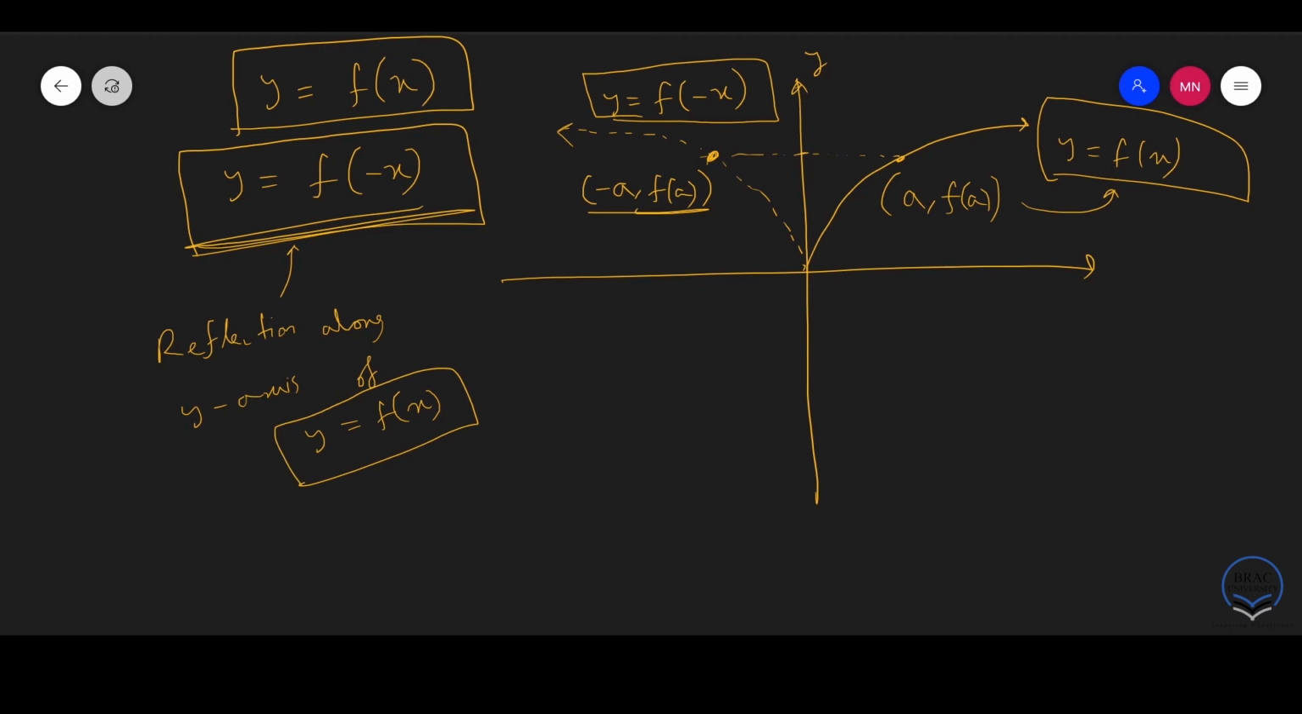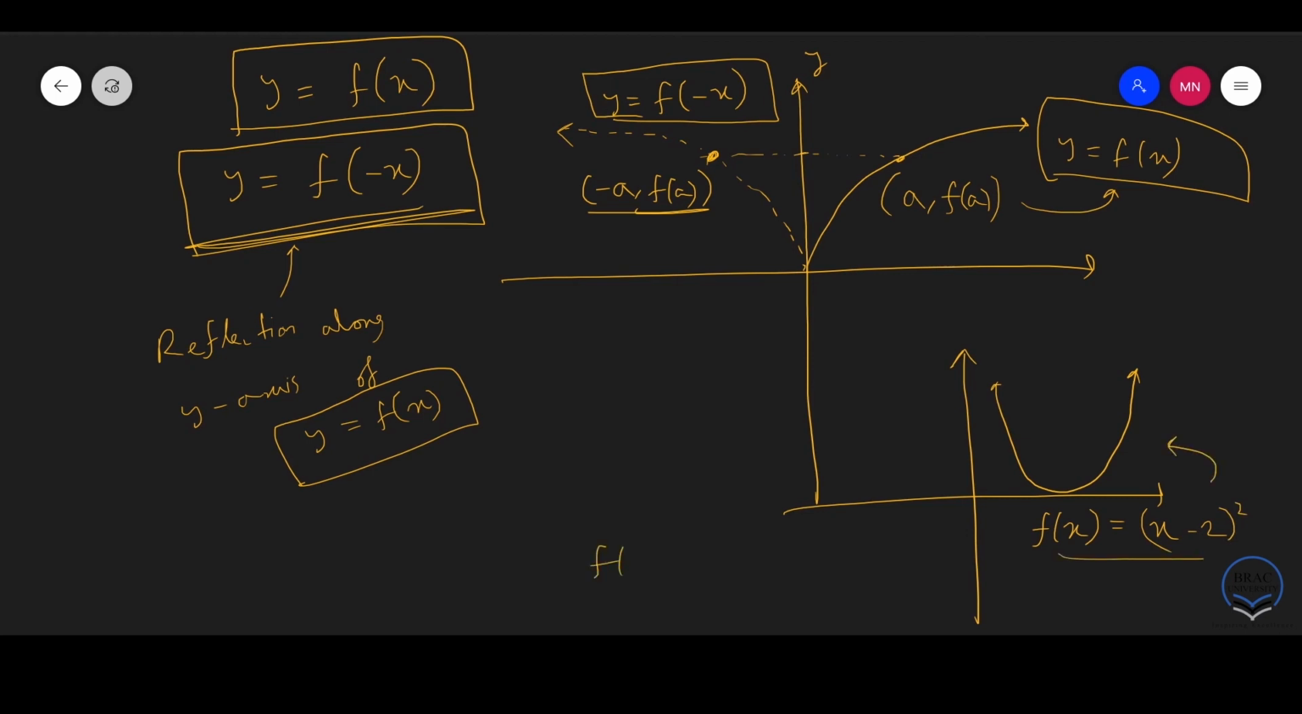So let's say we have a graph of f of x is equal to (x minus 2) whole squared, and that gives us this graph. Then the graph of f of x is equal to (minus x minus 2) whole squared will be a reflection along the y-axis, which will look like this.